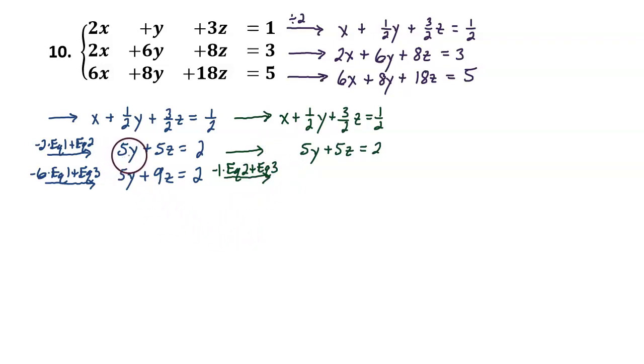Negative 1 times 5y is negative 5y. When you add 5y, it's eliminated. Negative 1 times 5z is negative 5z, and then add 9z makes 4z. Negative 1 times 2 is negative 2. Negative 2 plus 2 is 0. This is triangular form.